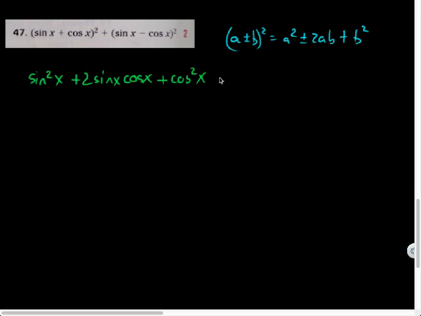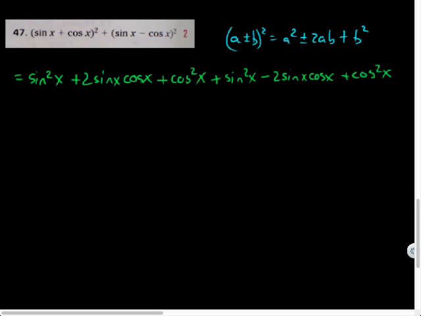So let's see, now let's expand this other one. That one's going to be sine squared x minus 2 sin x cos x plus cos squared x. And if you didn't memorize that pattern, you could also have accomplished it by multiplying this by itself, which is what squaring after all means, and then either distributing it by itself or FOILing it by itself there.